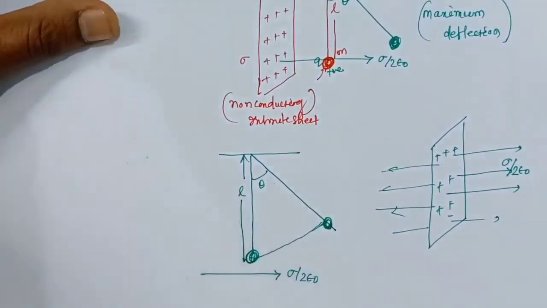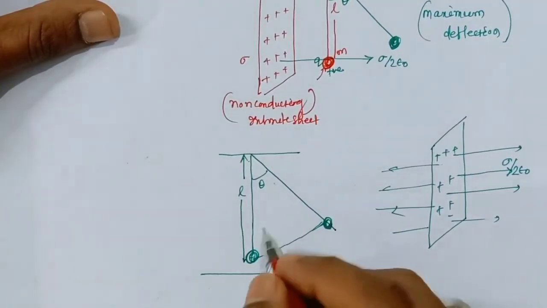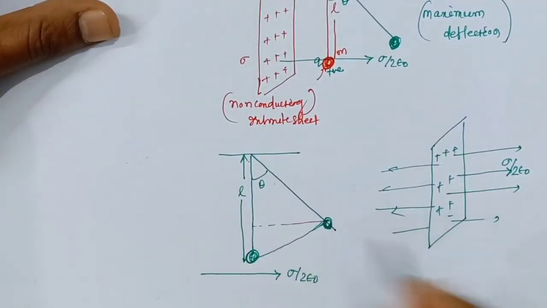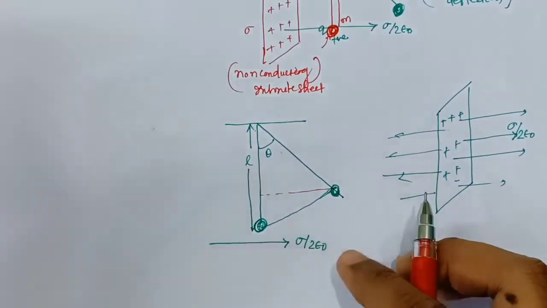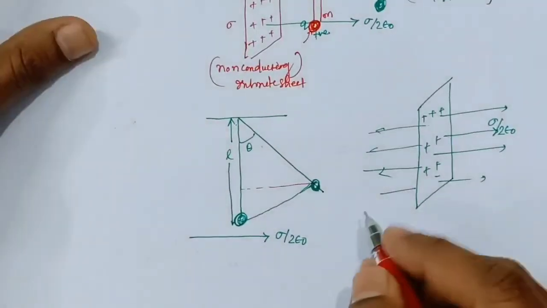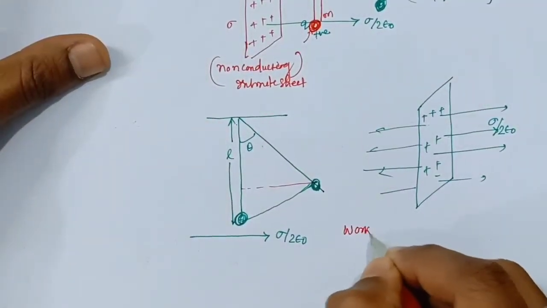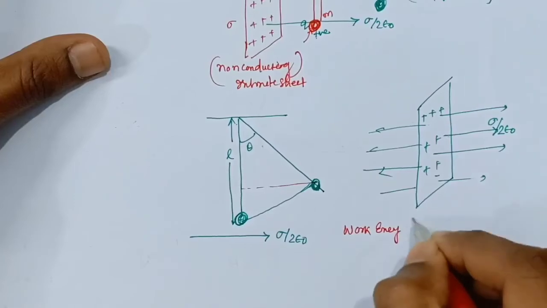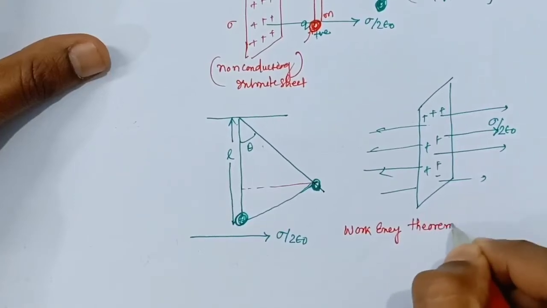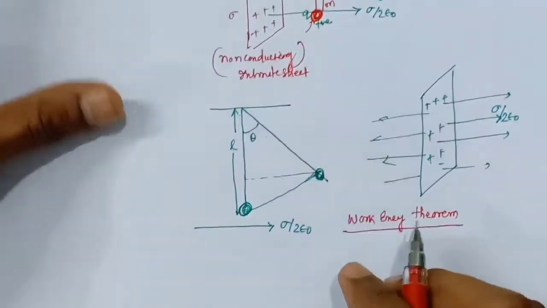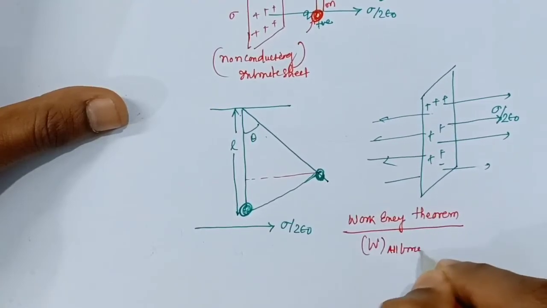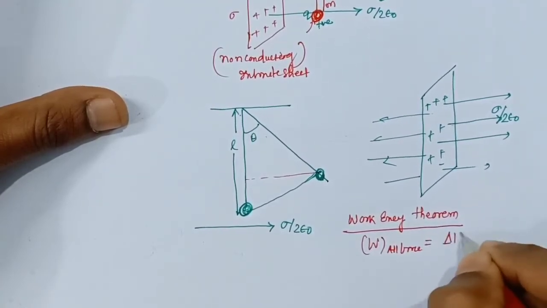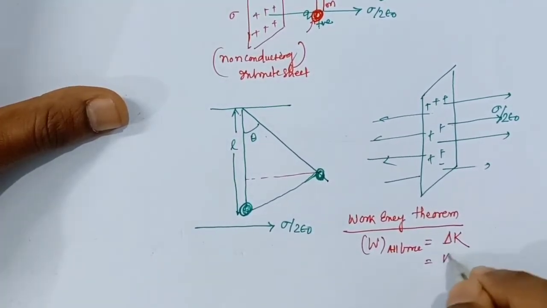When this kind of question is asked, we must think about the normal procedure, that is energy conservation, or you can say the work energy theorem. What will I use here? The work energy theorem. And what does the work energy theorem say? Work done by all forces equals the change in kinetic energy, or you can say K final minus K initial.